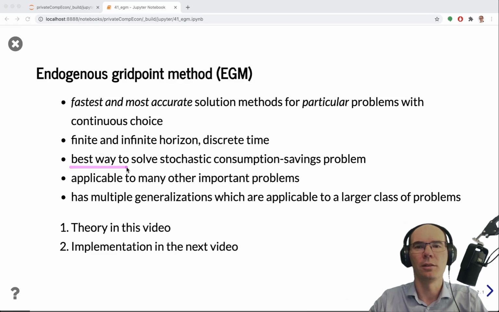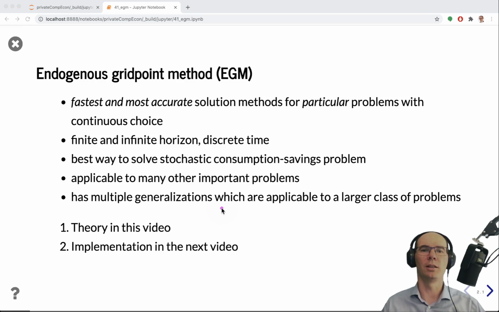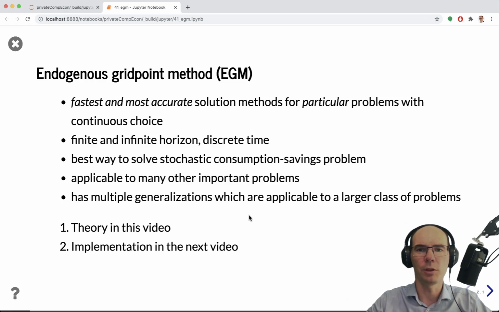It is the best way to solve the consumption savings problem. But it also is applicable to many other problems, and towards the end of the video we'll talk about the definition of the class of problems that are solvable with endogenous gridpoint. And because it's so great, there have been many generalizations trying to extend the class of problems that can be solved by methods based on the ideas of the endogenous gridpoint method. So the plan for this video is to cover the theory, and then in the next video we'll implement the endogenous gridpoint method for the consumption savings problems that we've been working on.